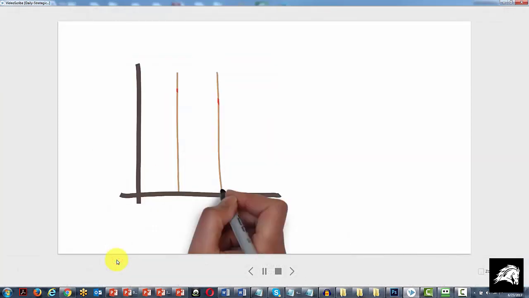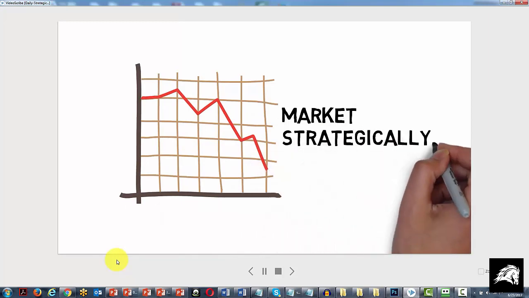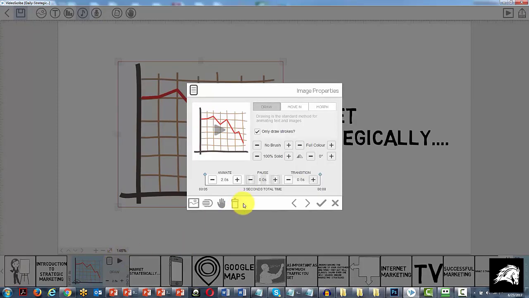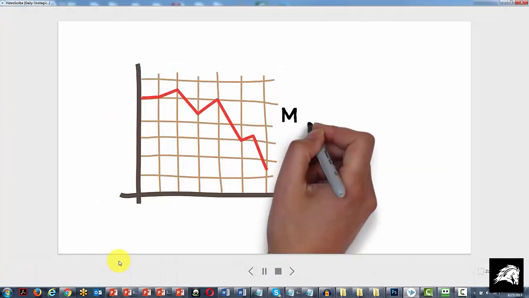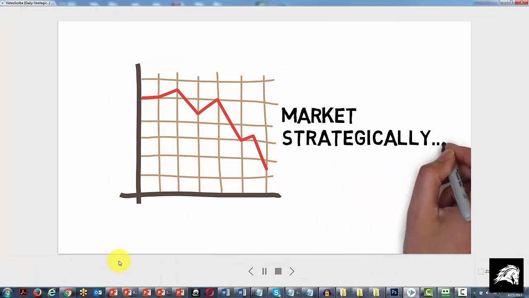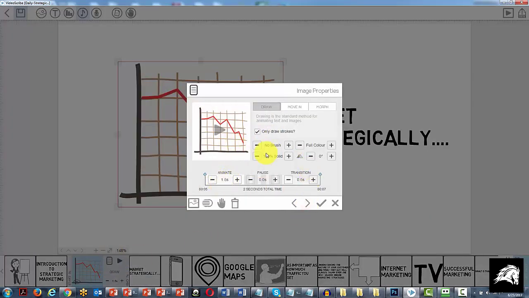For difficult economic times, they must market strategically. And once again, what we could do is we could shorten this to 2 seconds or 1.5 seconds. And then we can take another look at this. They must market strategically. So you can see that one of the elements that you have control of is the amount of time that it takes something to animate and finish its full effect.